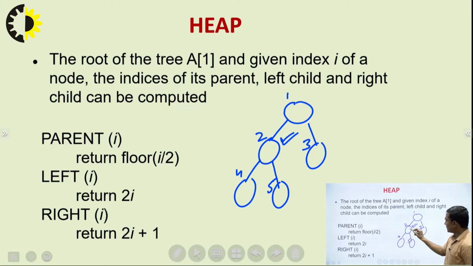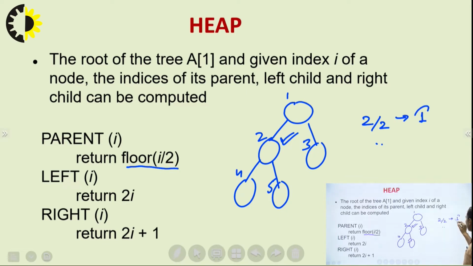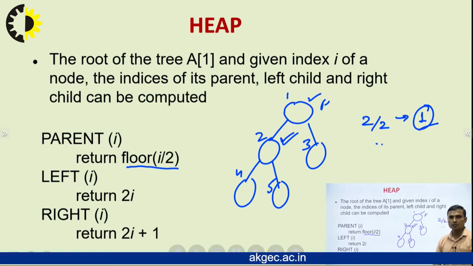So, let us say we are just considering this node with index 2. Now, what will be the index of the parent of this particular node? We can obtain the index of its parent by this formula, that is floor of I by 2. Now I am going to find out I by 2, that is 2 by 2, so it will be 1. So we can say that the parent of this node will be available at index 1. So that will be your parent.